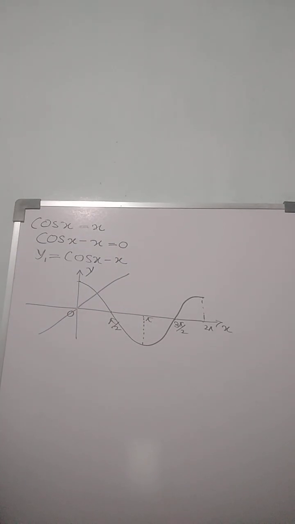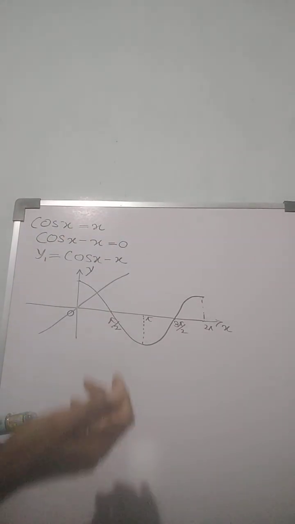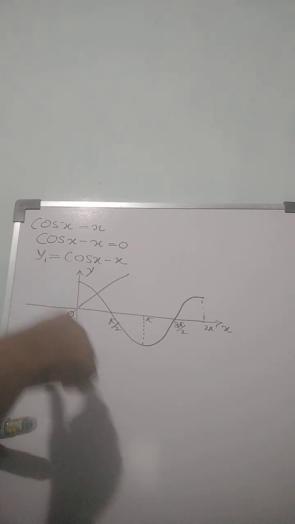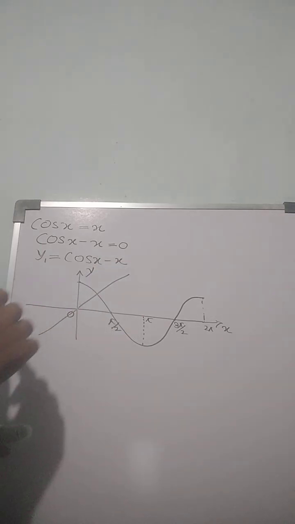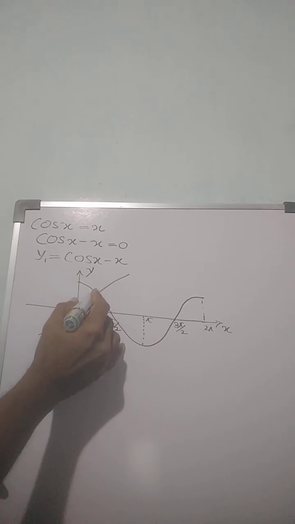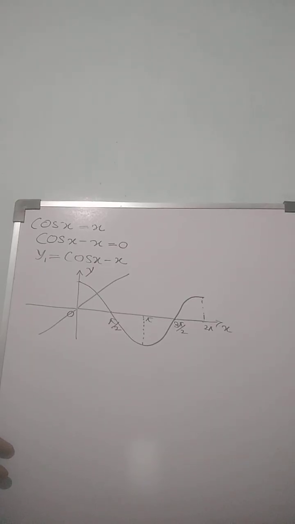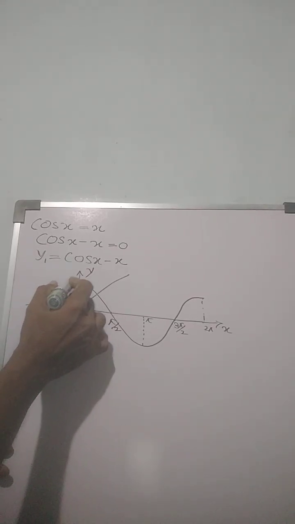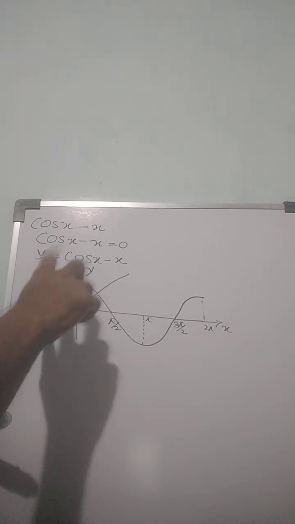In different words, the solutions of cos x minus x equals 0 are the values of x at which the graphs intersect at this point. The x coordinate of the point where the graphs intersect is the solution of this equation. The line y equals x does not intersect the y equals cos x curve elsewhere, therefore we have solutions only in the first quadrant.